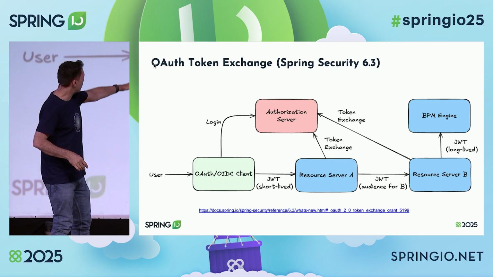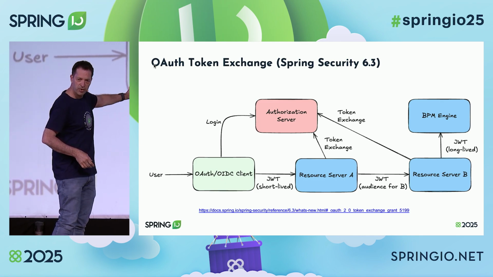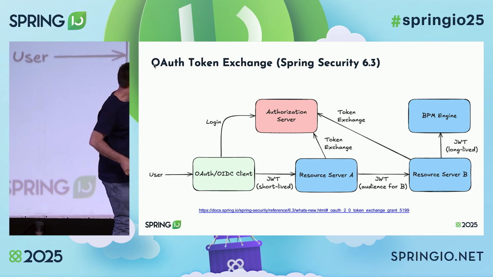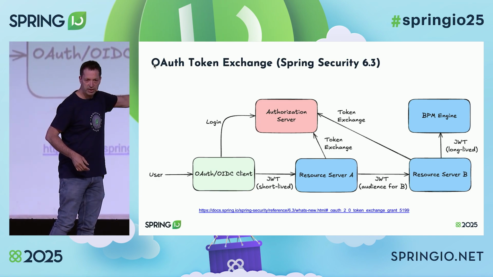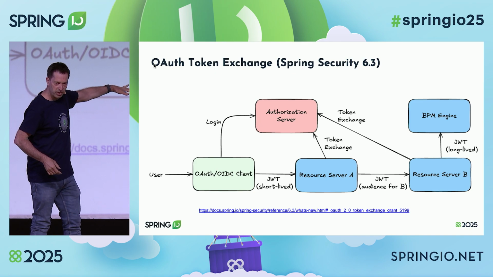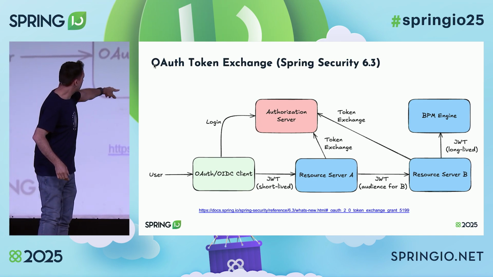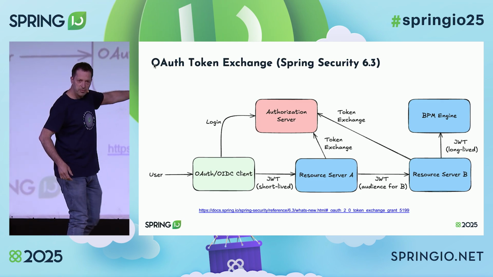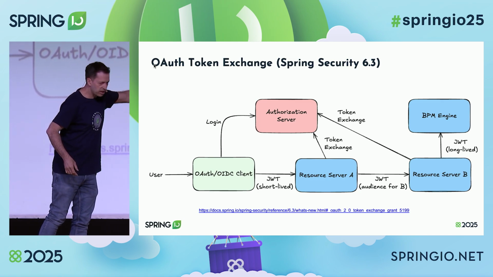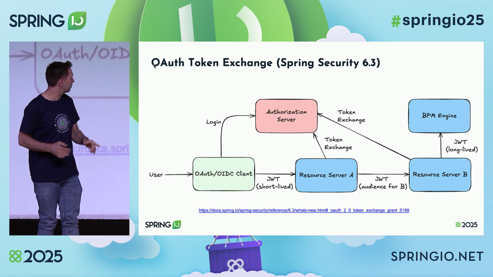So if you then exchange the token, it's not possible anymore, for example, to use that JSON Web Token from the client to access resource server B, because this is restricted for a specific audience that you only get from the token exchange. So if someone has stolen that short-lived token, they are not able to directly access resource server B, because that is restricted for some other JSON Web Token.